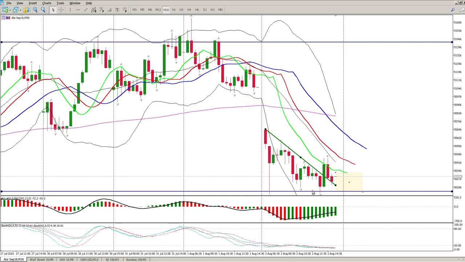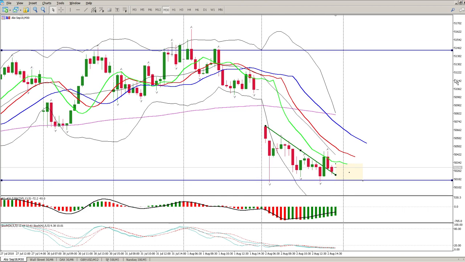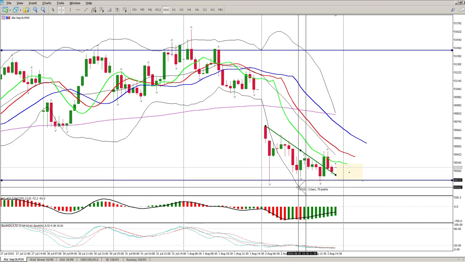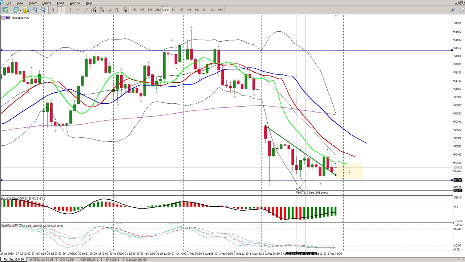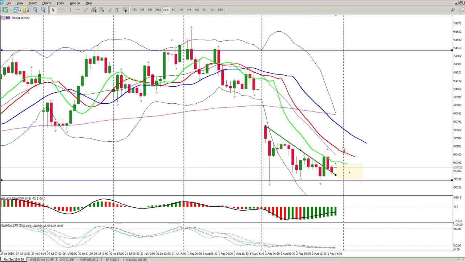If you are sitting long from the bottom here, I think pretty wise move, and you can keep a stop. So if you manage to get in on this level, you can still keep a 100-point stop loss, which should be more than adequate for any fluctuations that are going to happen.